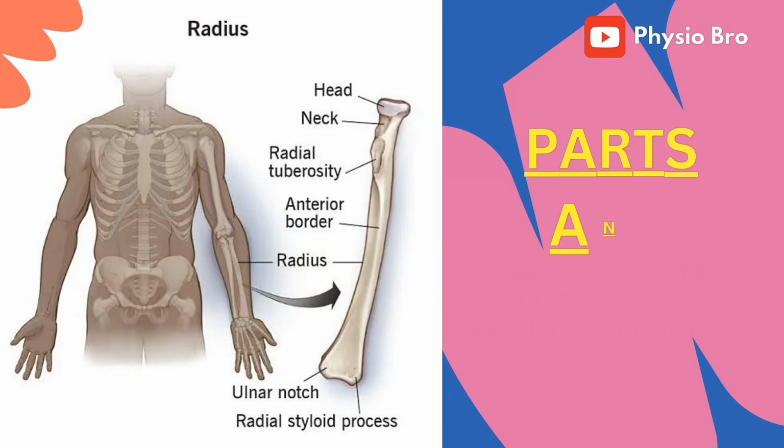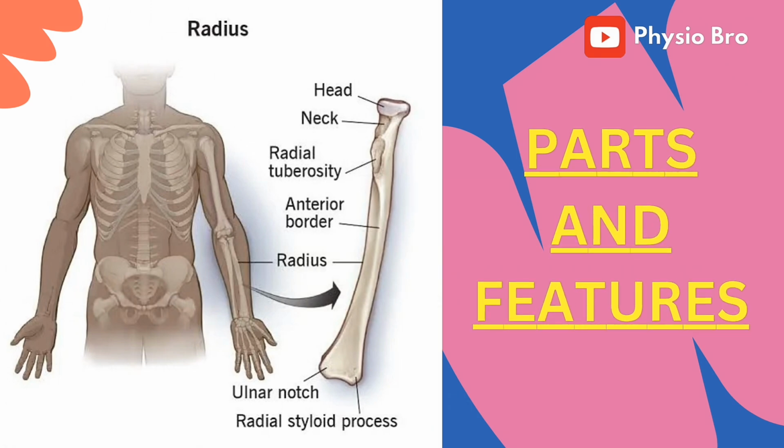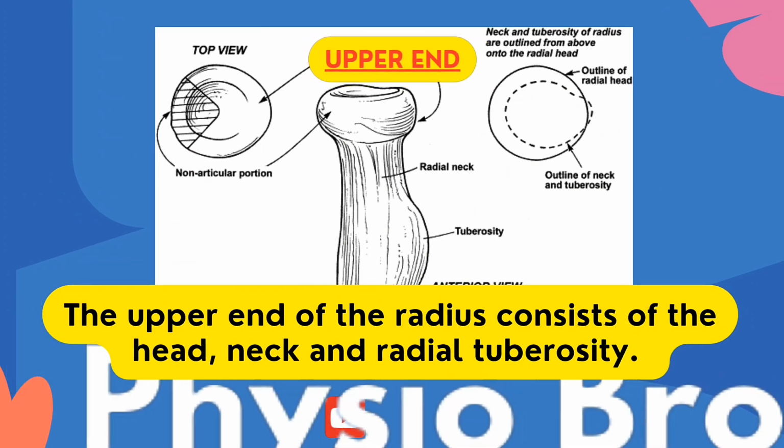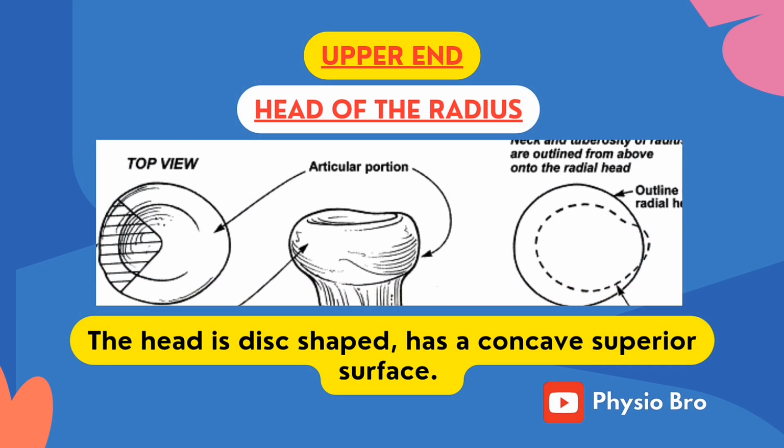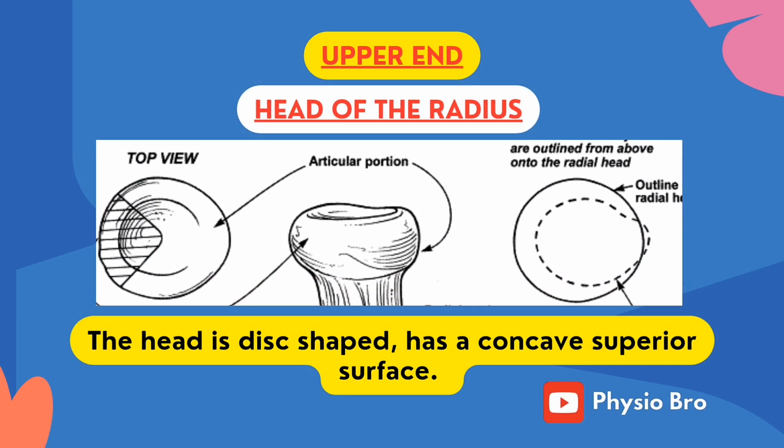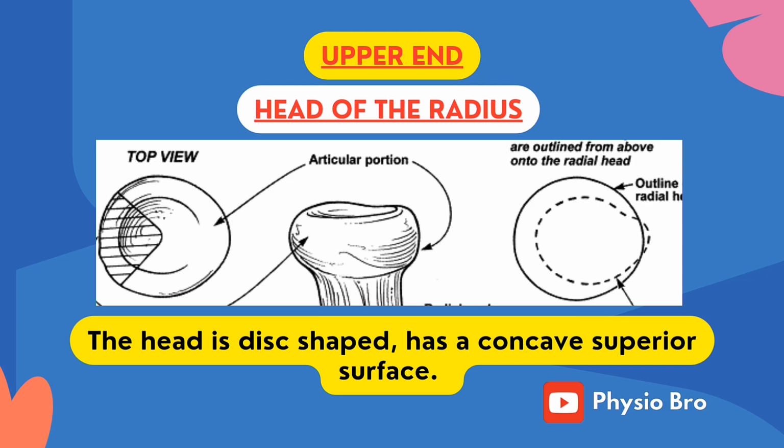Parts and features of the radius. The radius consists of upper end, shaft and lower end. Upper end. The upper end of the radius consists of the head, neck and radial tuberosity. Head of the radius. The head is disc-shaped and has a concave superior surface which articulates with the capitulum of the humerus to form the humero-radial articulation.